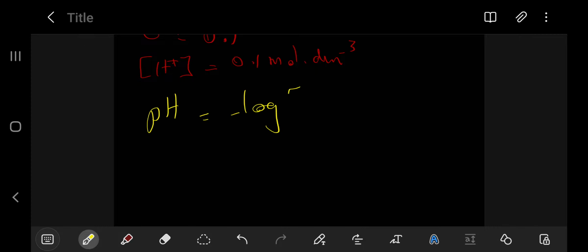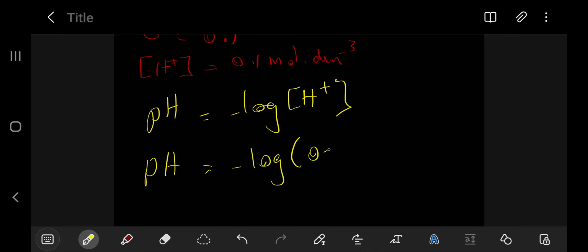All right, so now we can find the pH. pH is equal to negative log concentration of hydrogen ions. pH is equal to negative log, what is the concentration? 0.1. Then the pH would be negative log of 0.1. So our pH is 1.